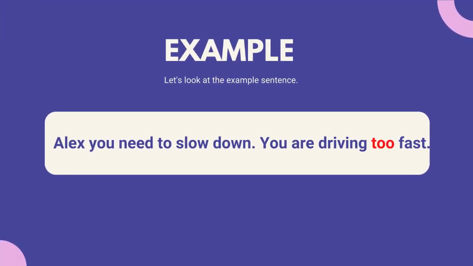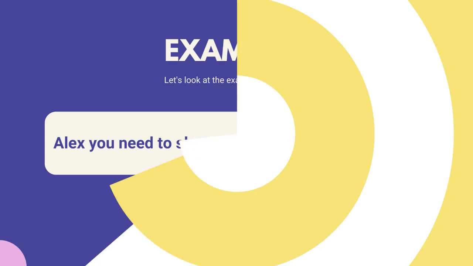Now let's move on to the meaning of too. Here's the example sentence. Alex, you need to slow down. You are driving too fast. So what do the words too fast mean? The words in red color indicate that Alex is driving faster than is needed or necessary. He needs to slow down.